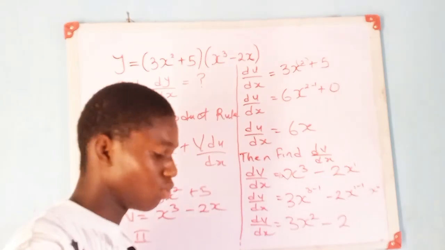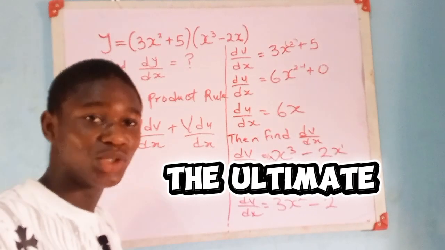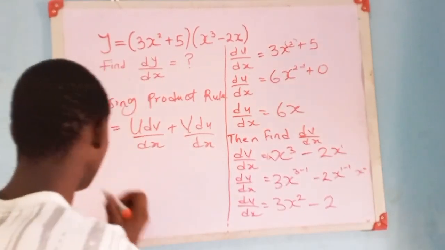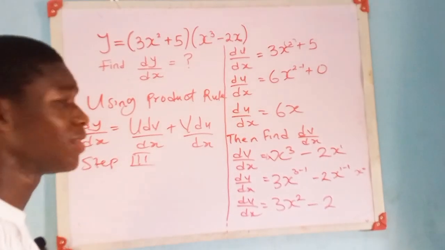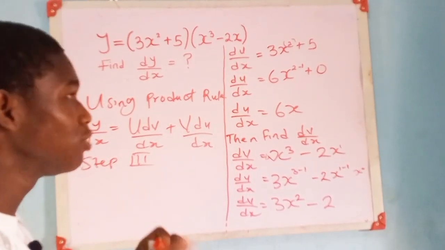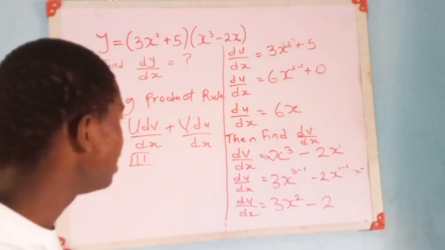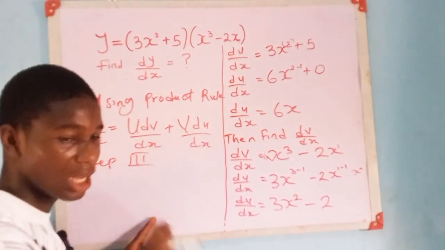Now, let's jump into the third step, because this is where most students make mistakes. So now, let's talk about the third step here, the bone of contention. Now, let's go. Step 3. So what's step 3? Step 3 means that you are going to be inputting everything you have been solving for inside this formula.